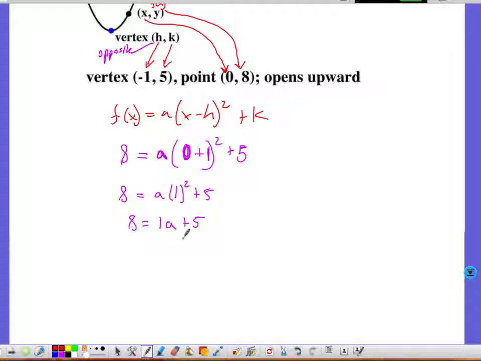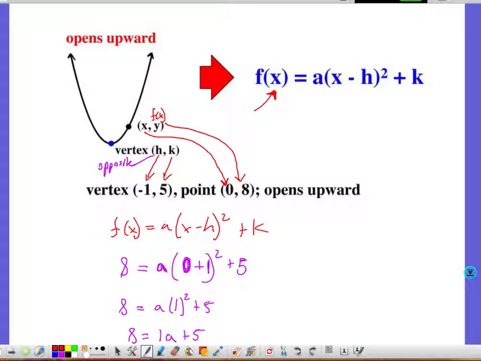Now we can go ahead and solve for a. We subtract 5 on both sides. 8 minus 5 is 3, which is equal to a. a is equal to 3. We still have that 1 there, but we don't need to write it down. We find that a is equal to 3.